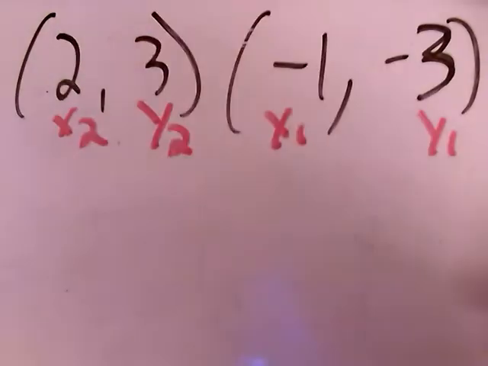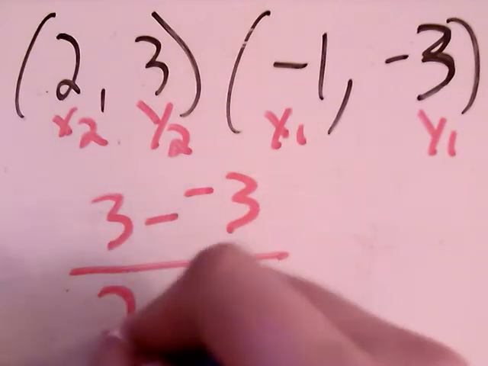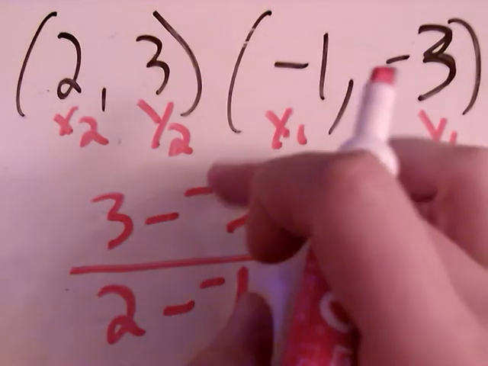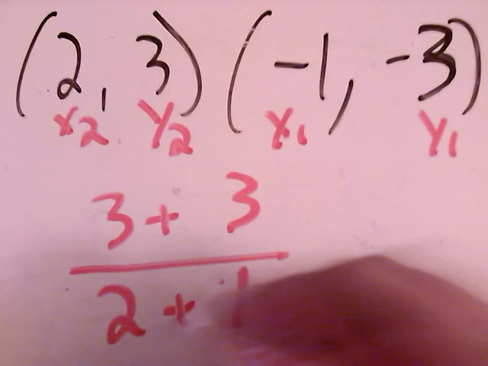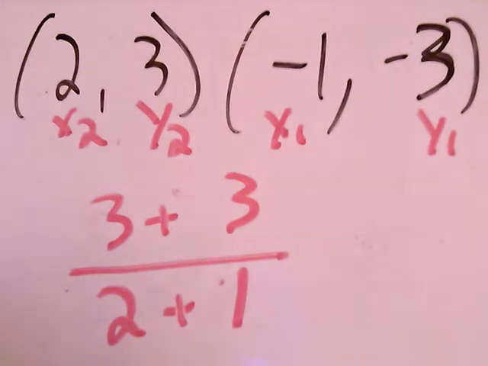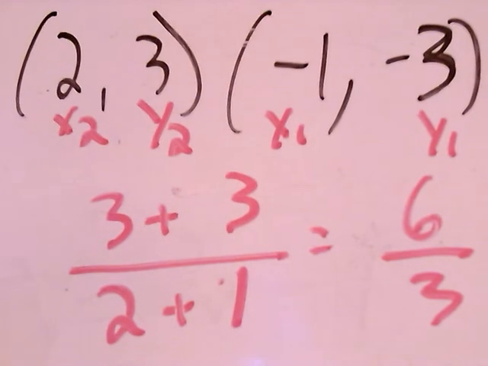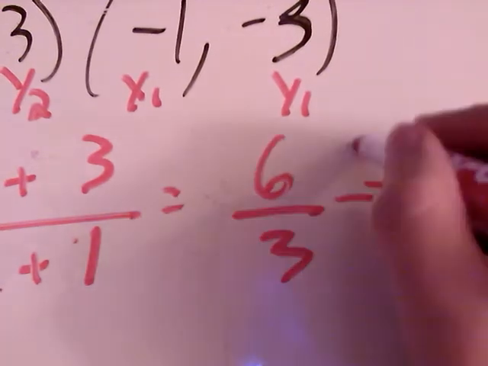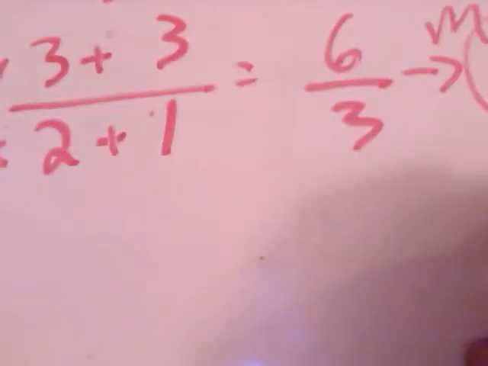Remember, find slope first, take 3 minus -3 over 2 minus -1. Remember, if you have minus and negative, change it into a plus sign. Remember that. That's the only way you can, if the second number is negative. So you add 3 plus 3, 2 plus 1, you get 6 over 3, which is 2. Remember, y is going on top, x is going on bottom. That's something important.